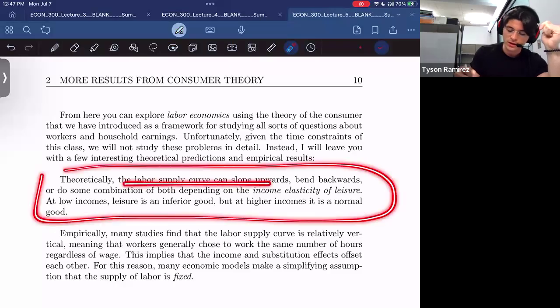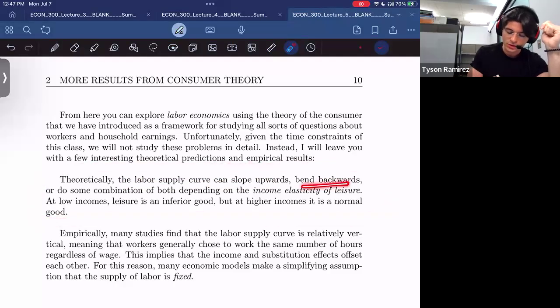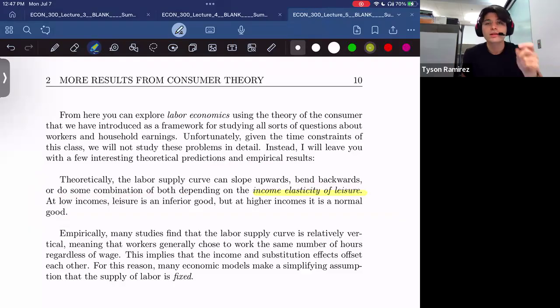The labor supply curve can slope upwards, bend backwards, or do a combination of both, depending on the income elasticity of leisure. How much does my quantity demanded of leisure change with respect to how much my income or my wage changes? Both of these things we want to consider.